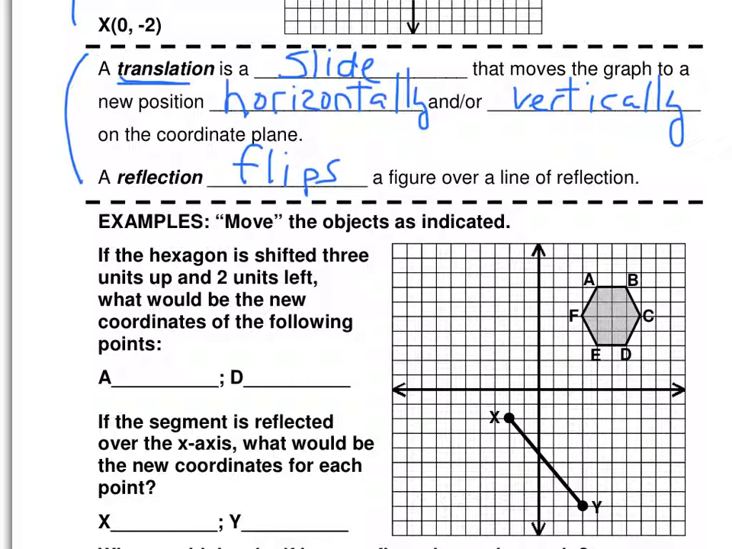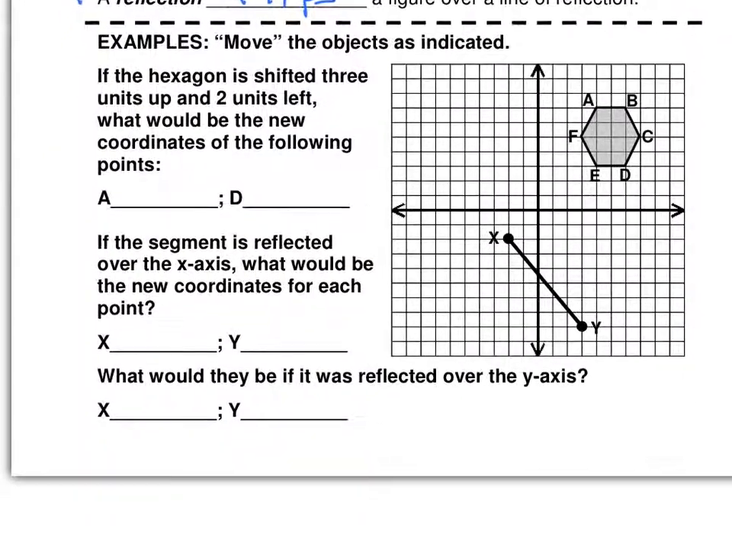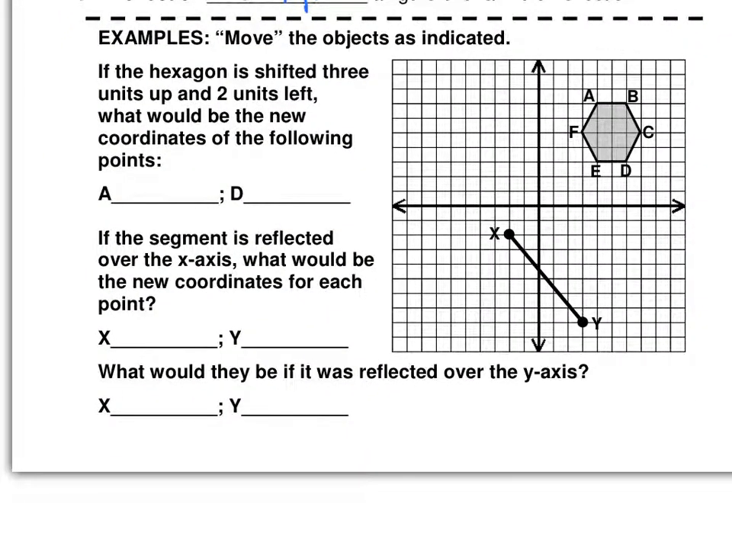And so we're going to practice translations and reflections. All right, so make sure that's in your notes. Now you're going to need to draw this particular figure here, and then we're going to do a reflection and also a translation. All right, let's read. It says, if the hexagon is shifted 3 units up and 2 units left, what would be the new coordinates of the following points? So we need to translate, and the translation is going to be 3 up and 2 left.